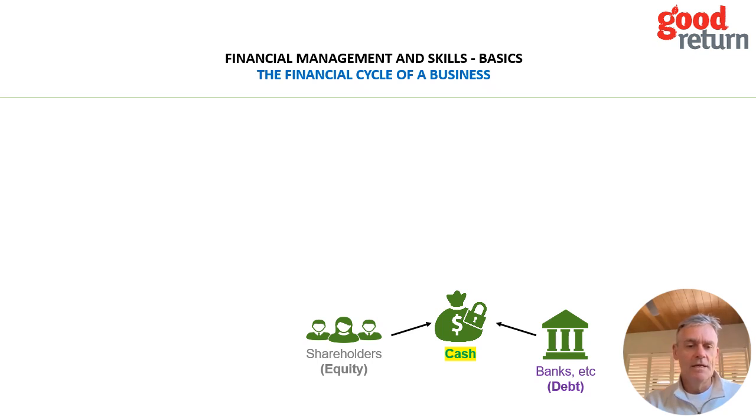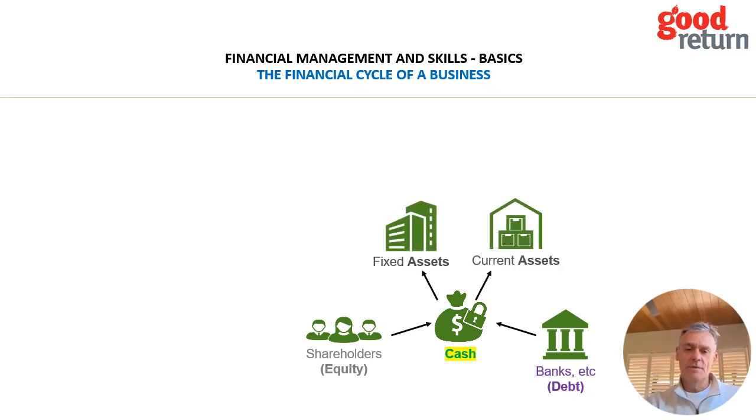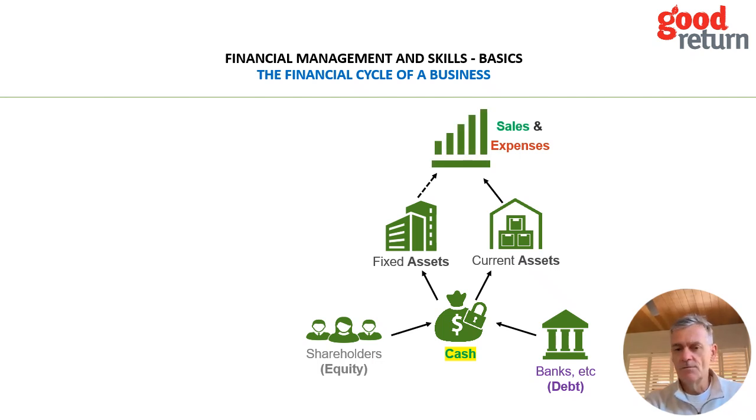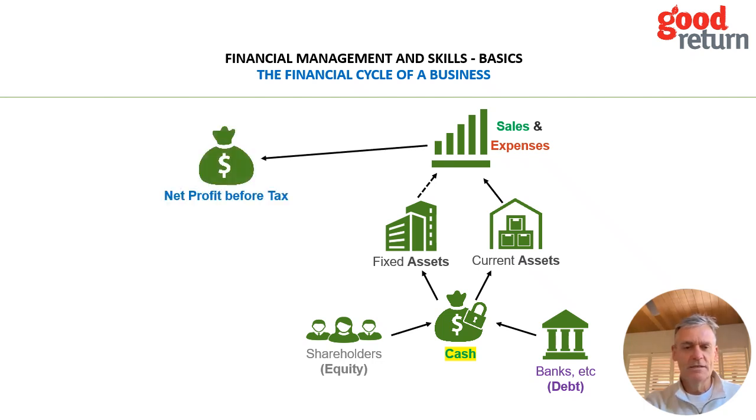Now, to create a productive base for the company, some assets will be purchased. Some of them are longer term assets called fixed assets, and the shorter term assets that we use up within 12 months are called current assets. Once we get going, we'll produce sales and expenses, or revenue and expenses, naturally. And if you take the expenses off the revenue figure or the sales figure, that will create something called the net profit before tax.